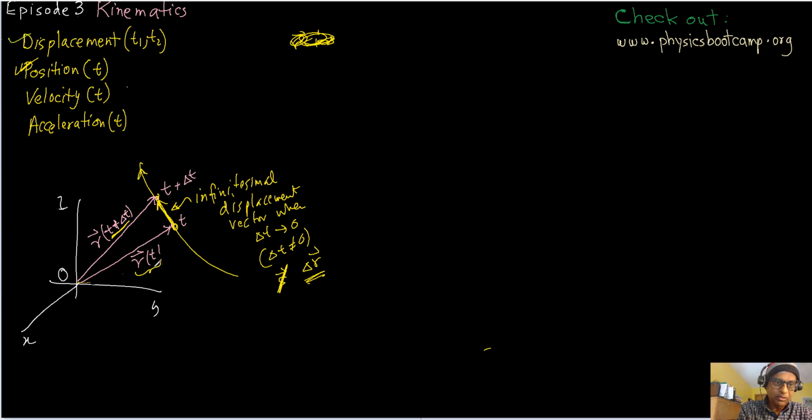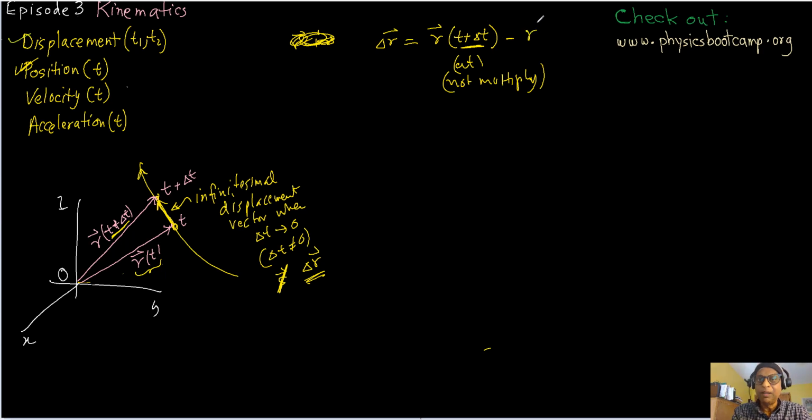So in this thing, you can say that delta r, which is the infinitesimal displacement vector, is going to be equal to the position vector at t plus delta t, at this instant. It's not a multiplication. It's not r times that. No, it's r at that, and then r at t.